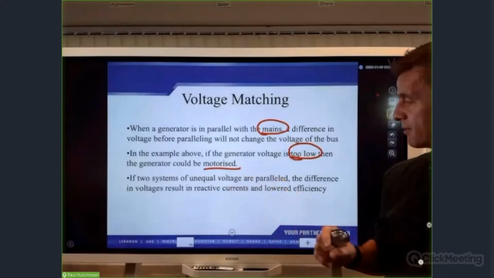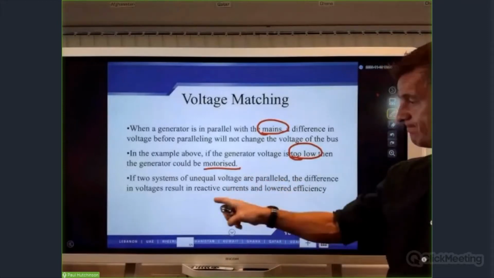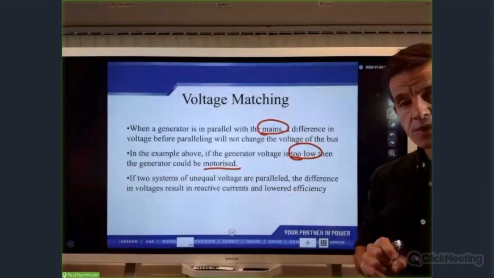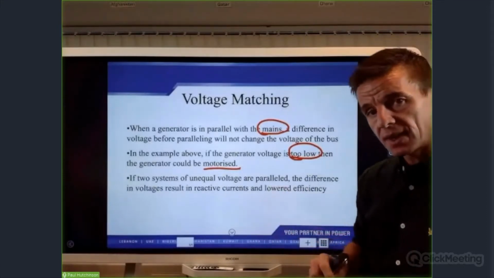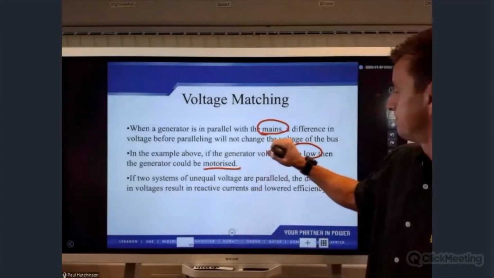If the two systems of unequal voltage are paralleled, then we see lots of bad things starting to happen. Okay. We'll talk more about that as we move through the presentation.